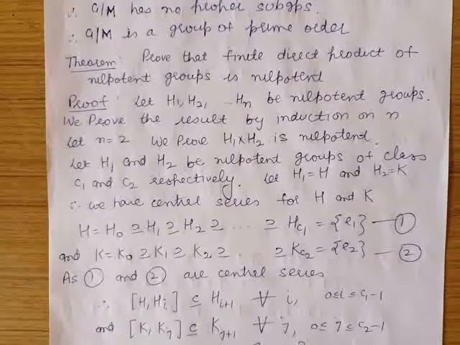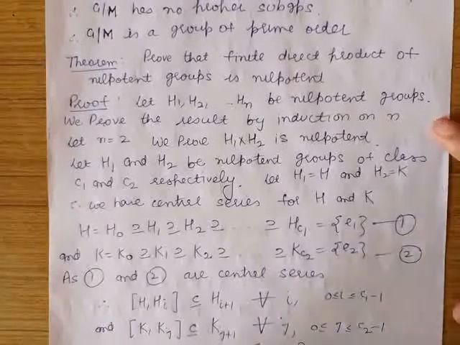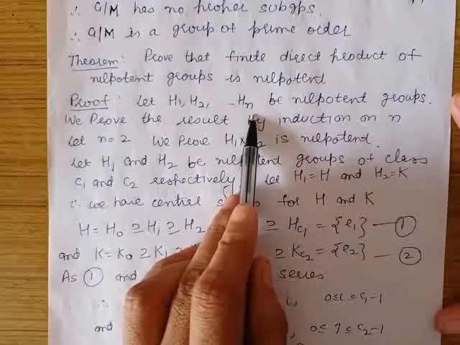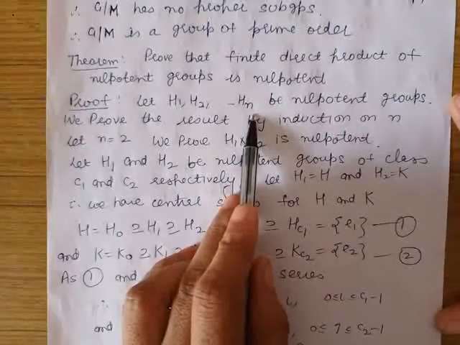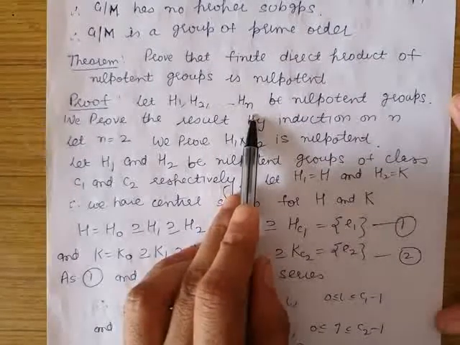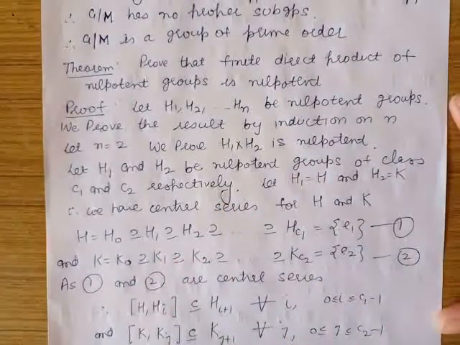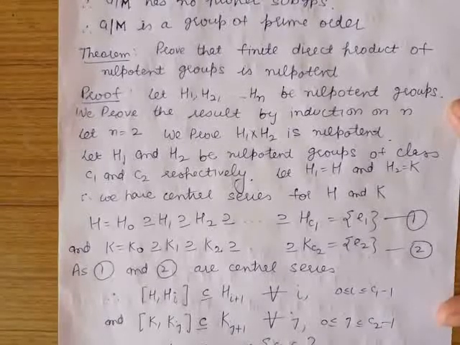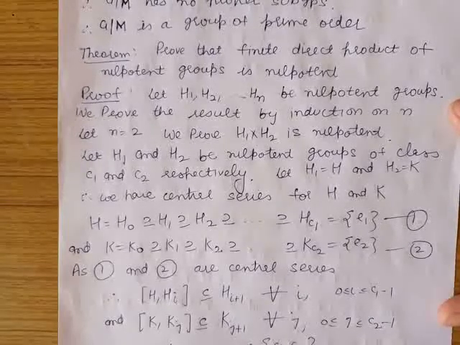Good morning, students. In the next theorem, we will prove that a finite direct product of nilpotent groups is nilpotent. So, let us take H1, H2, H3 up to Hn to be nilpotent groups. We prove that their direct product is nilpotent. To prove this, let us use induction on n.